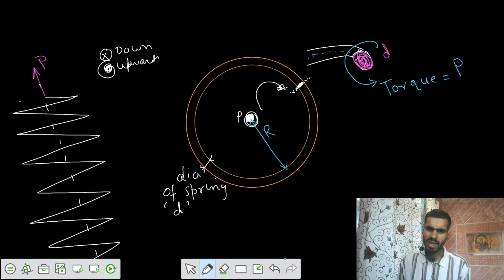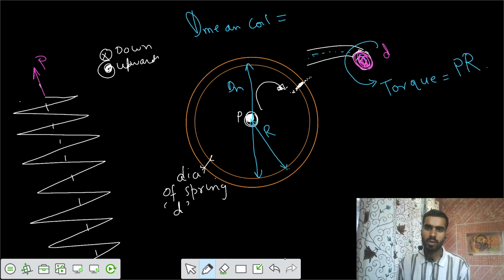Then we approximate that the thickness is very less. So let's take that value of r as capital R. You multiply that also. So finally there is some mean diameter of the coil, dm. We approximate it as the mean diameter of that coil, which is almost equal to 2R. So finally we say torque T equals P times R.